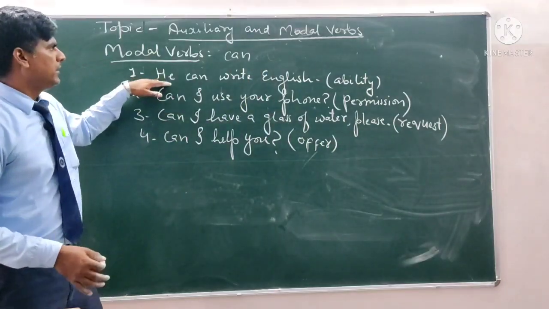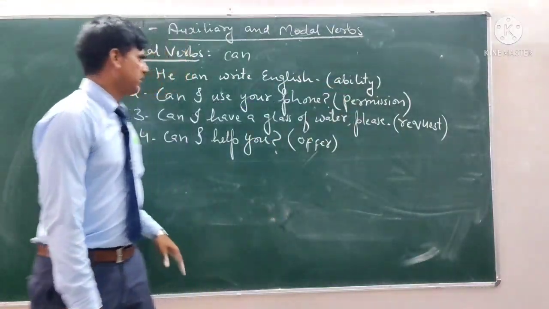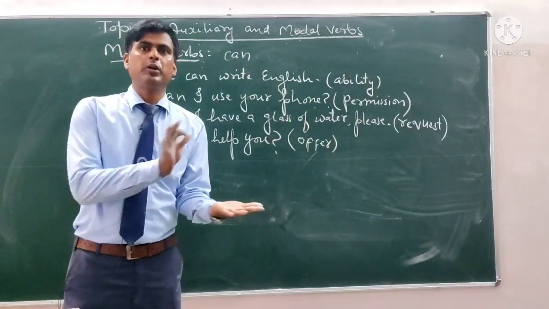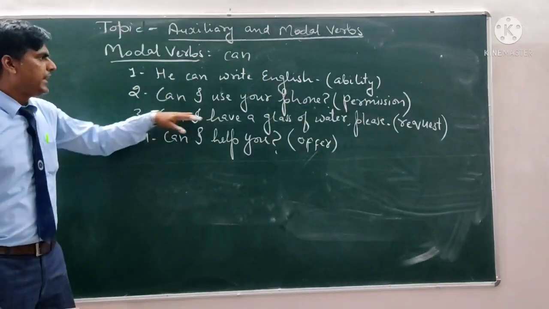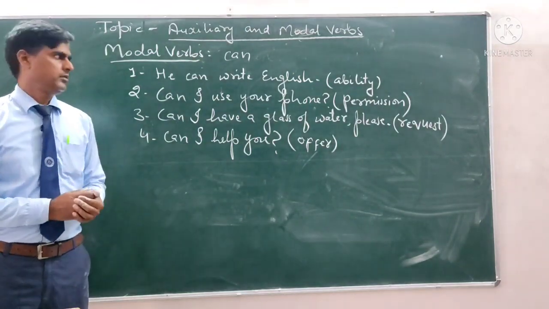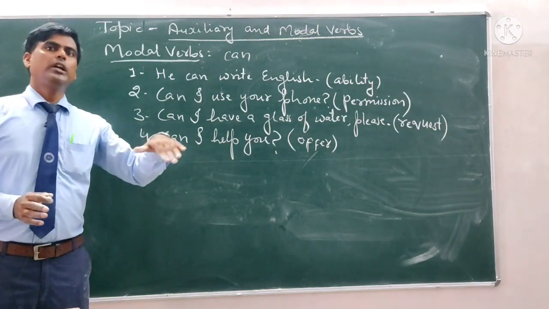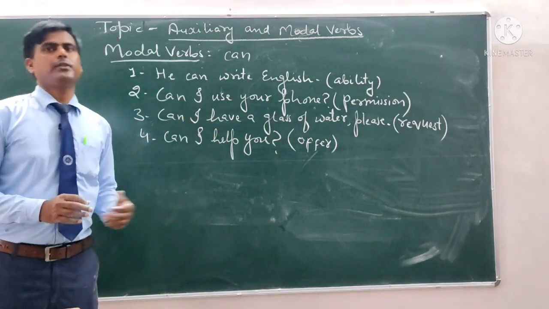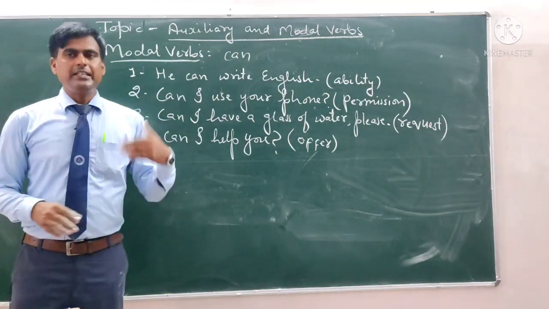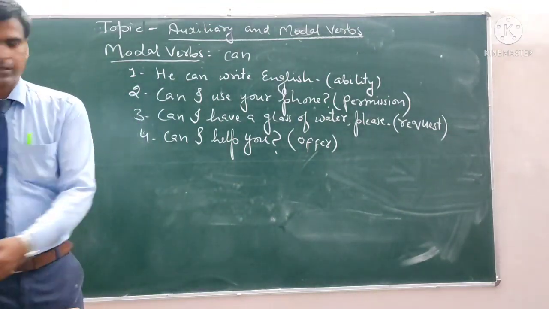For example, he can write English. It shows us ability. Can I use your phone? It shows permission. We are going to ask permission. Can I have a glass of water, please? It shows us request. Then can I help you? It shows us offer. Someone is going to give us the offer of help. So in this way, we can use can in different ways. Now let us see one or two more examples.